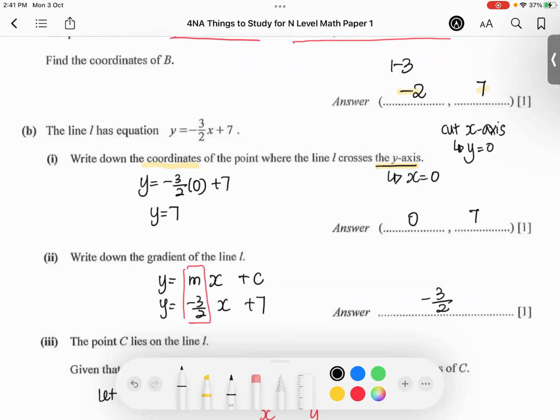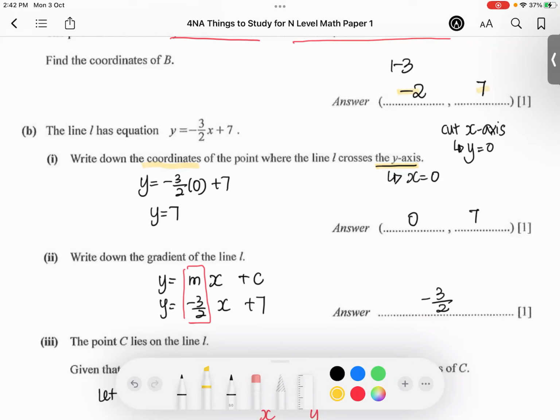So be aware. Okay, so this one, they say coordinate where it crosses the y-axis. When it crosses the y-axis, what happens? x will be equal to 0. Okay, x equals 0, so y equals the number 7.